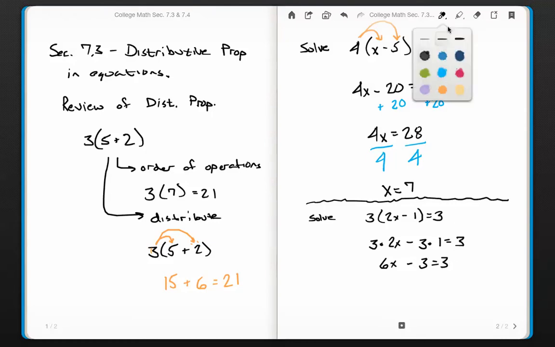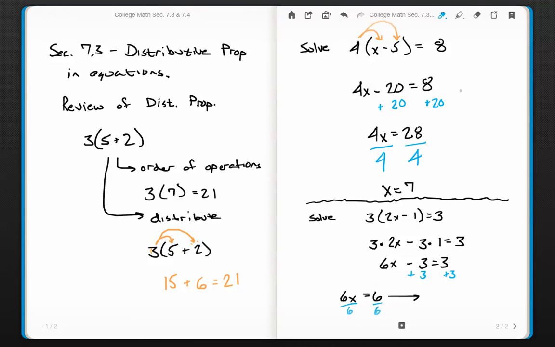So what do I have to do now? I have to add 3 to both sides, plus 3 plus 3, and that gives me 6x equals 6, and then divide both sides by 6, divide this by 6, divide this by 6, and then I can say with certainty that x equals 1.